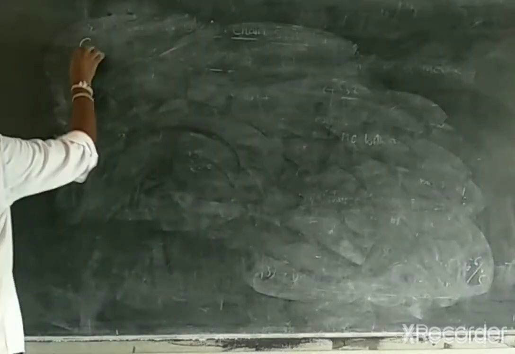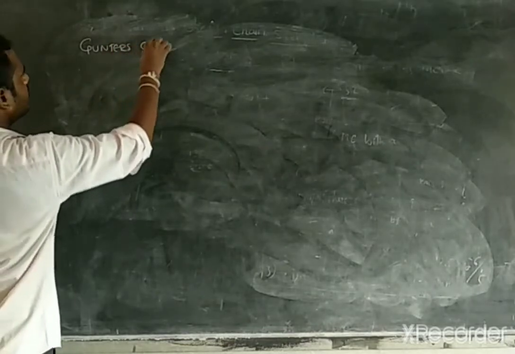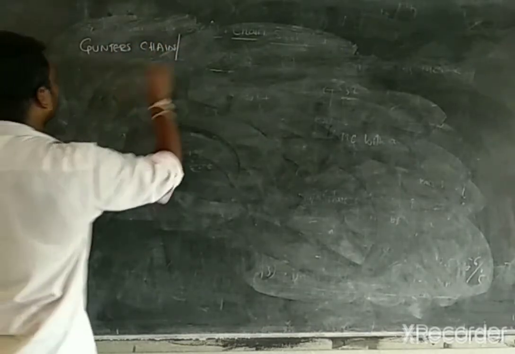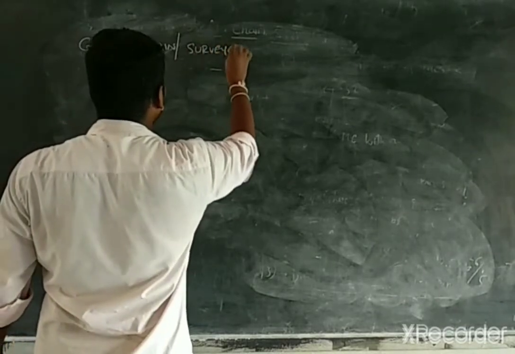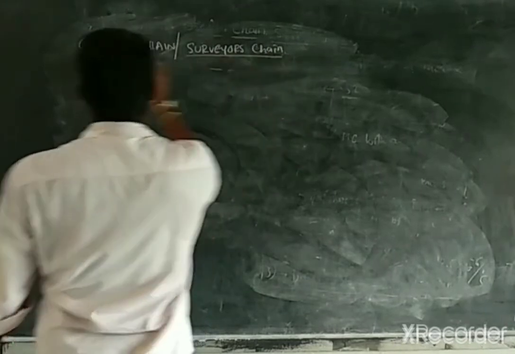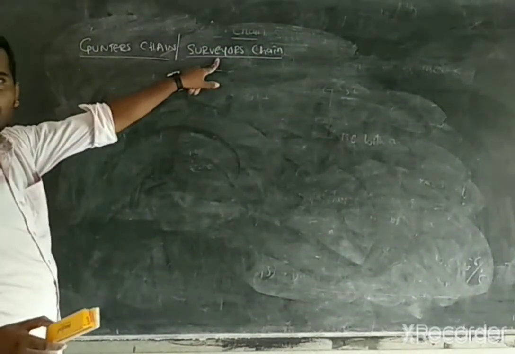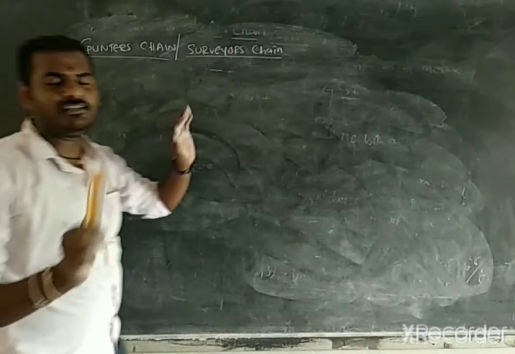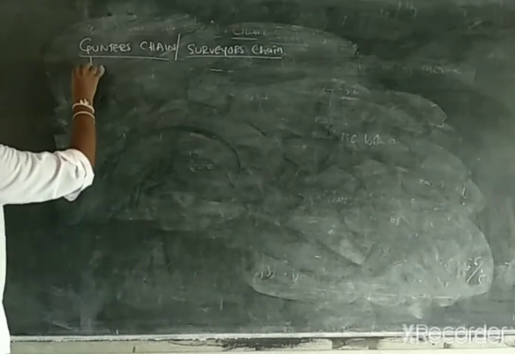Surveyor's chain. Gunter's chain, or you can also call it a surveyor's chain. Okay, Gunter's chain or surveyor's chain. Gunter's or surveyor's chain means the chain especially which is used in the agricultural fields.